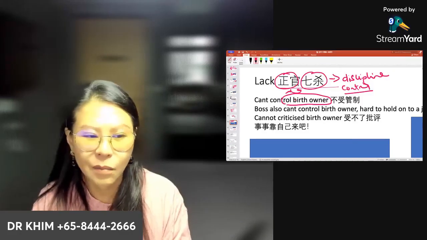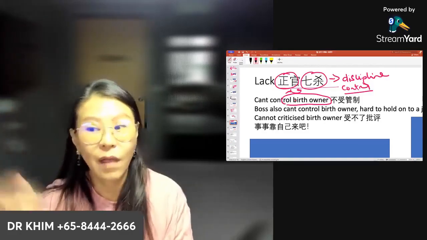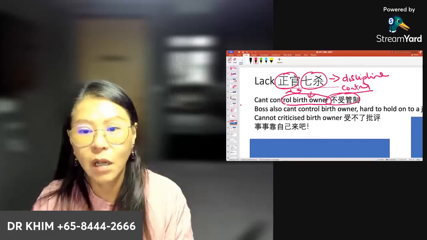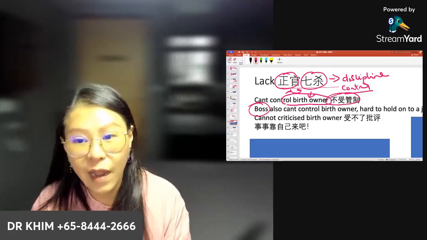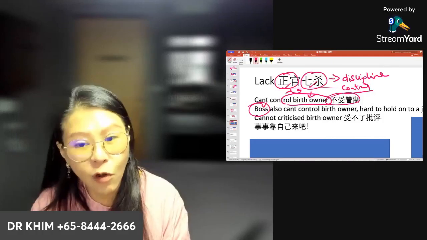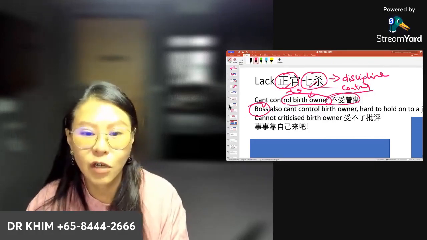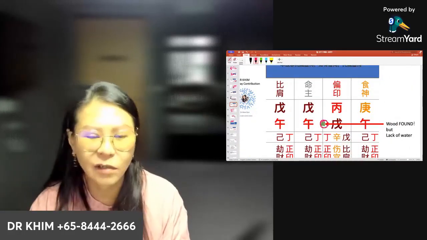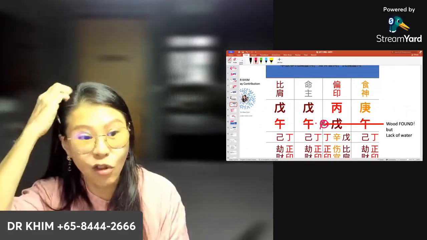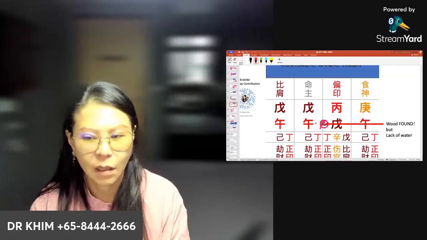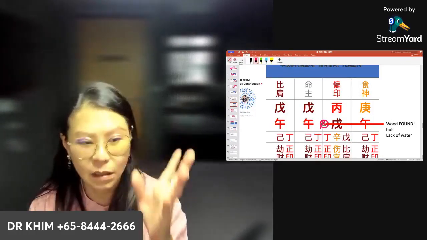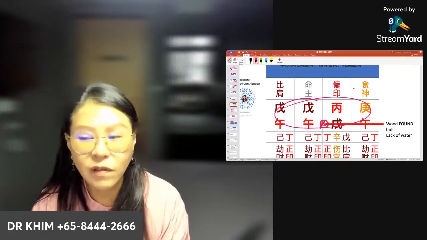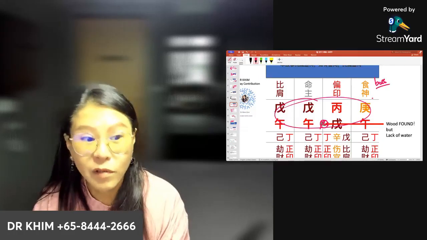They can hear, but if they do whatever they like, uncontrollable, it means you cannot control the birth owner. If you cannot control the birth owner, how can the boss control you? If lacking Direct Officer and Seven Killings, how can the boss control you? For example, this chart. But teacher, this one is hidden. Here is another story. It may not be a good thing, it may be a good thing. Now we are talking about purely missing, don't have. So can this person be controlled or not? Cannot. The boss cannot control you, meaning you've got no boss.